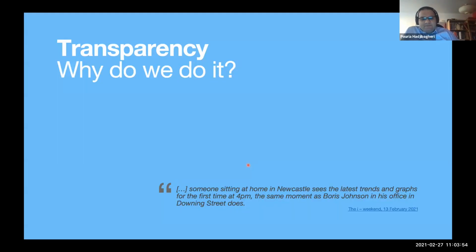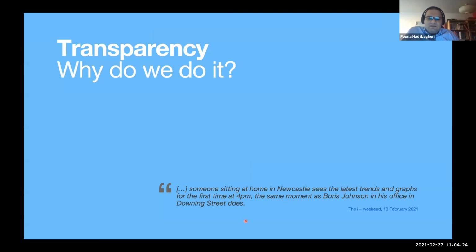Moving on to transparency. Why is it that we do what we are doing? And why is it that we have been doing it for months on end? Some of us haven't even taken a day off. We've been doing it on Christmas Day and New Year's Day. And what motivates us? The Eye did an interview with us a couple of weeks ago, and this really sums it up.